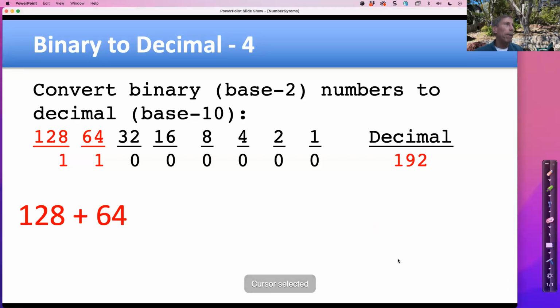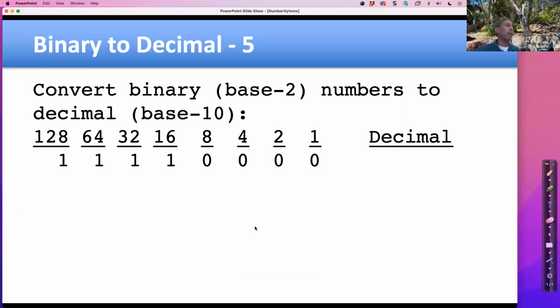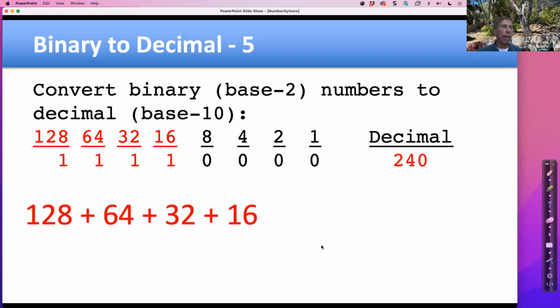All right. What else we got here? Oh, here's a long one. Okay. All right. People are getting out their calculators. 128 plus 64 plus 32 plus 16. And we don't have to add any of these. That is 240.